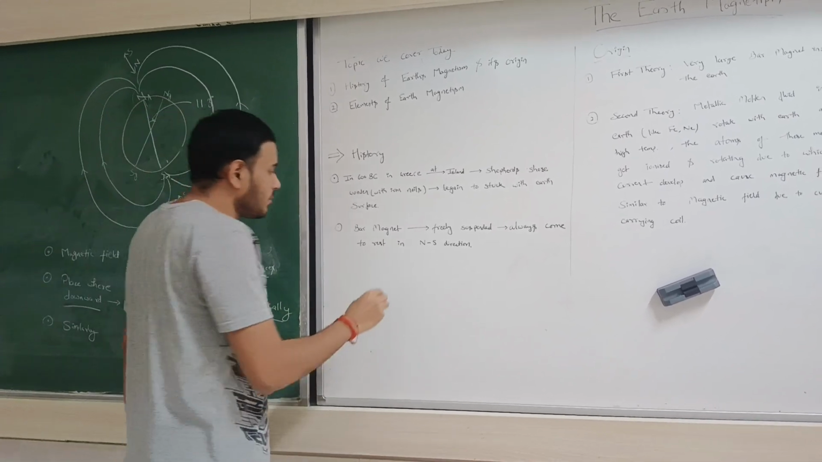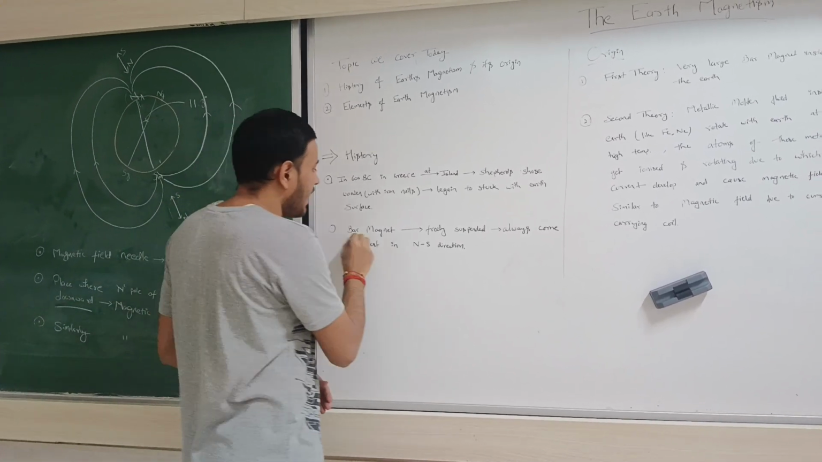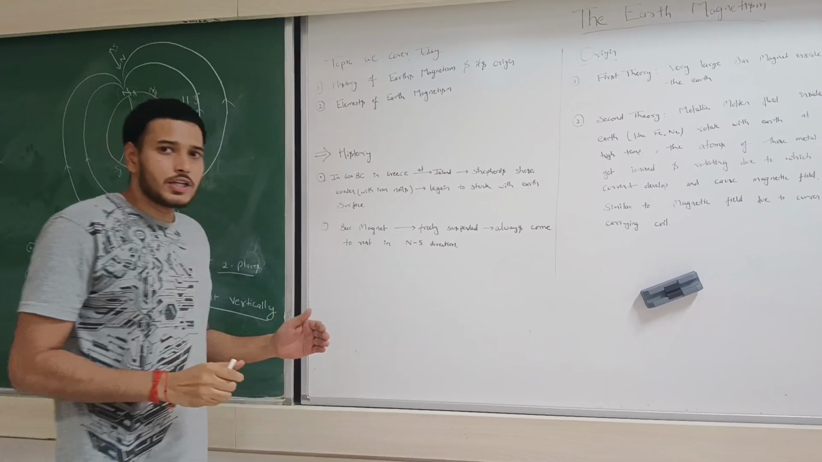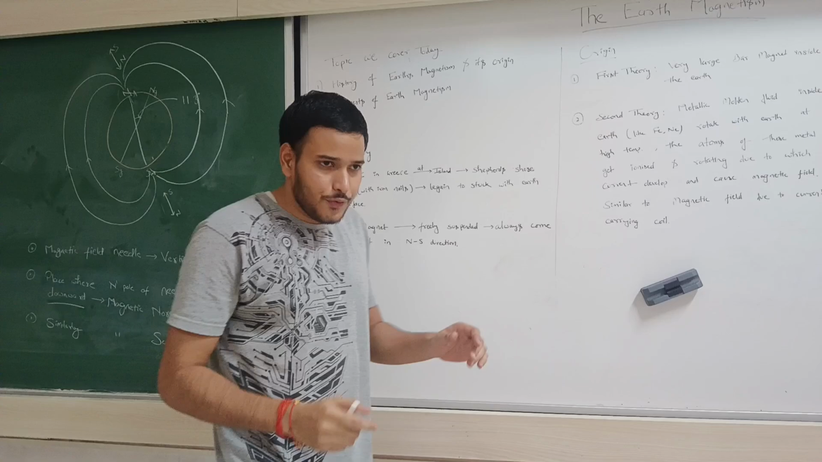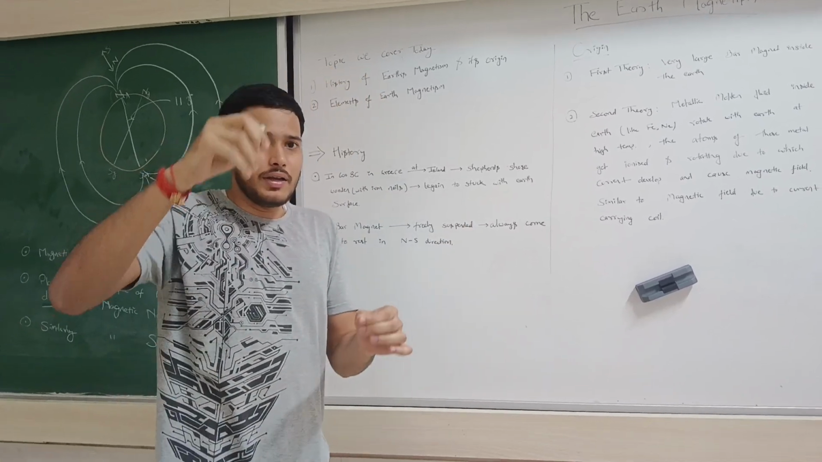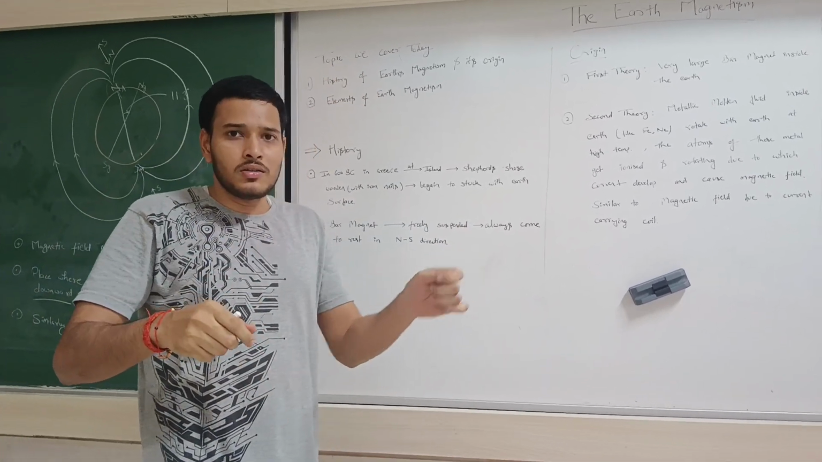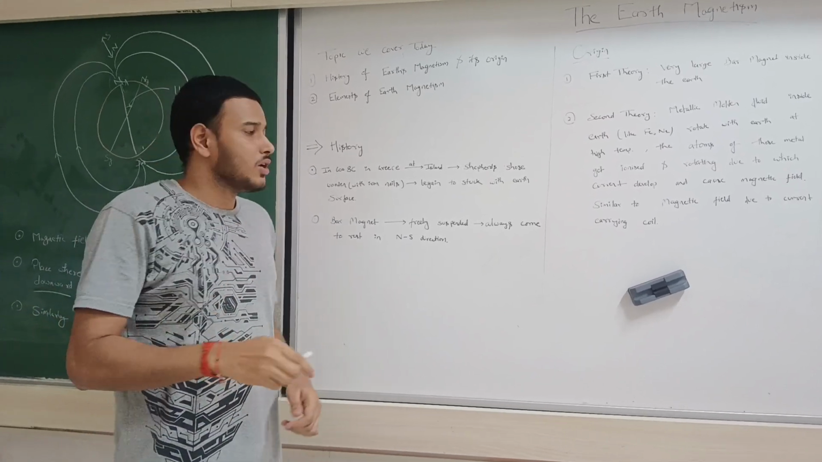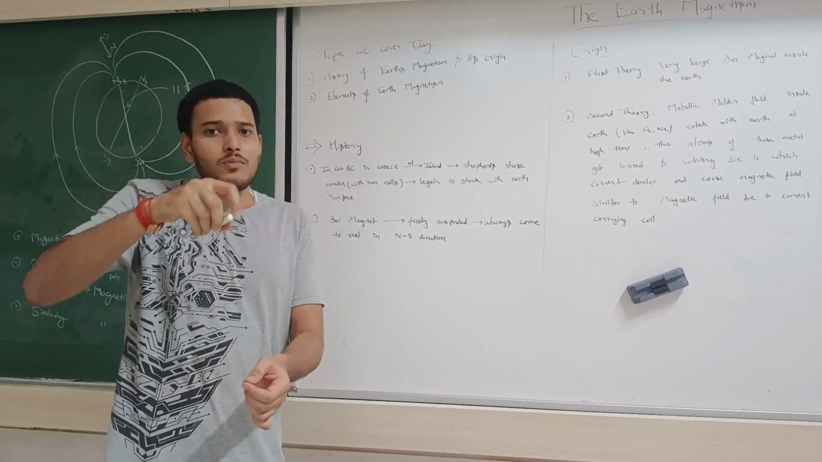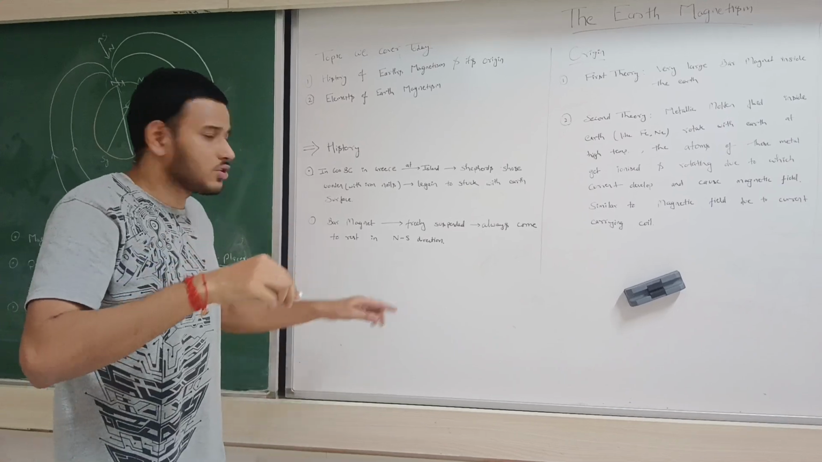And for the confirmation, we suspend a bar magnet freely, and it always comes to rest in the north-south direction. It means if you suspend a bar magnet in any direction, let's say in the east-west direction, then due to the magnetic field of the earth surface, it will automatically come to its direction, that is the north-south direction.